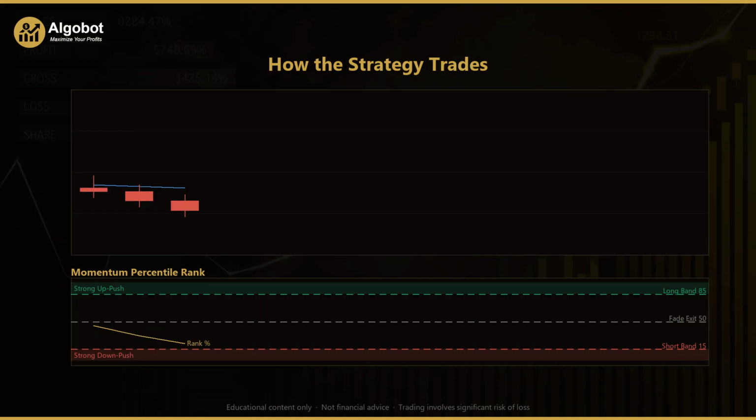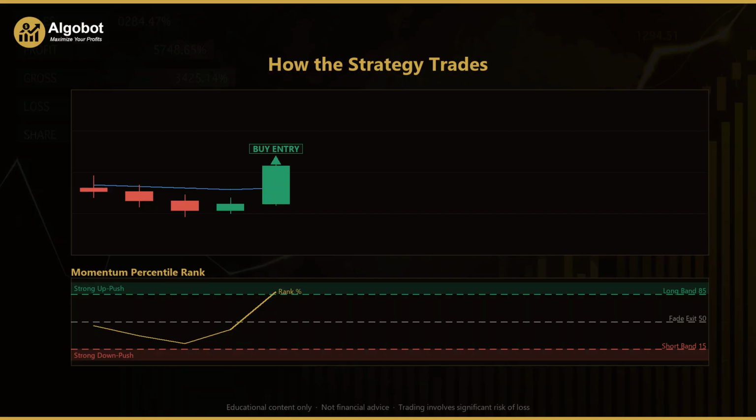We begin on the left with a gentle pullback. The first few candles drift lower, dipping slightly below the EMA baseline, and in the subpanel the percentile rank sinks toward the low 20s. Momentum here is weak and below its recent average, nothing for the strategy to act on. It simply waits and keeps ranking each new reading.